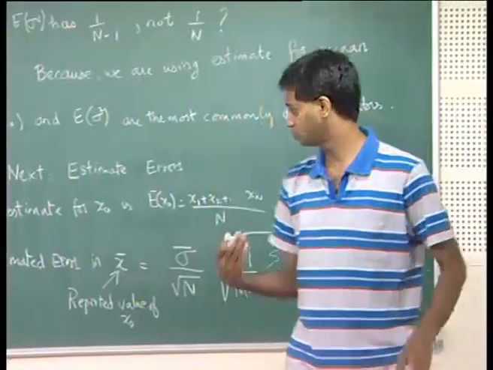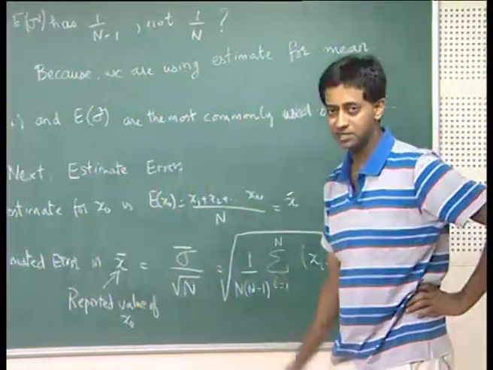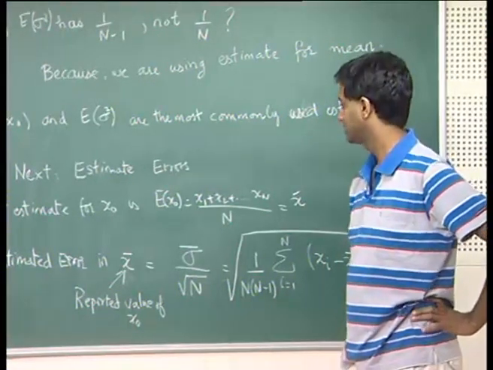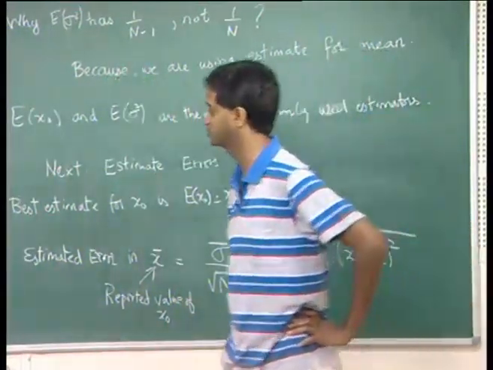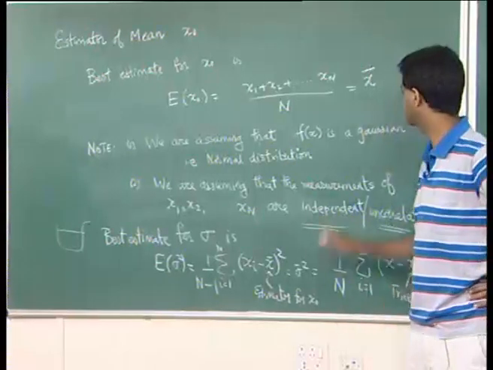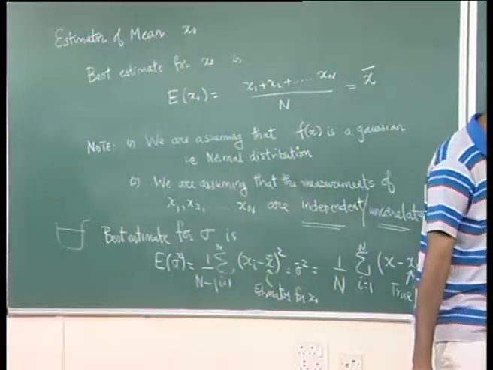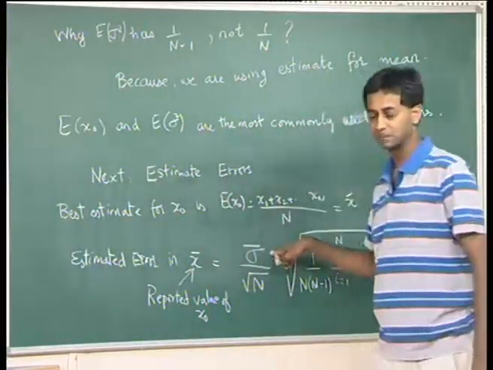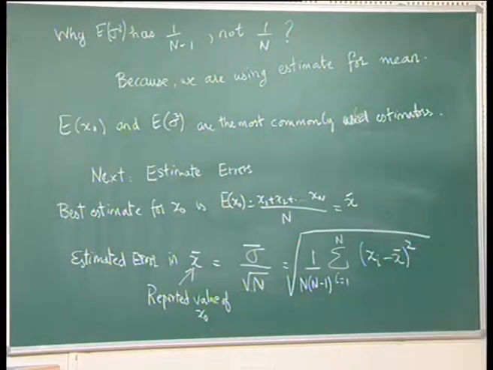What I mean is, suppose you had these n measurements and somebody asks you to estimate x0, and you just choose one of those measurements. If you just say x1 is an estimate for x0, that is also an estimate, but it is not a very good one, because the estimated error in x1 will be of order sigma, which is much greater than the estimated error in the average.